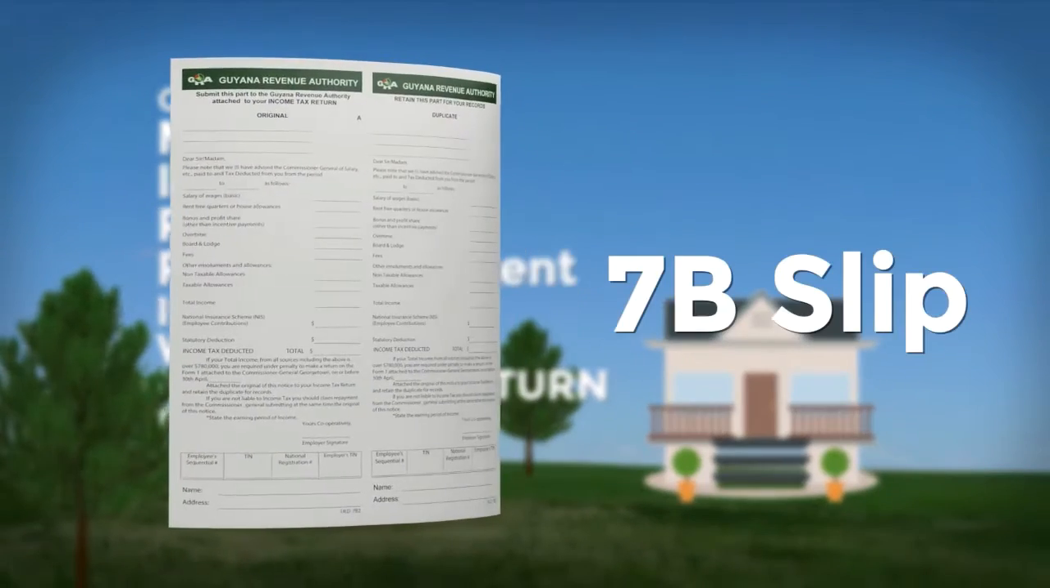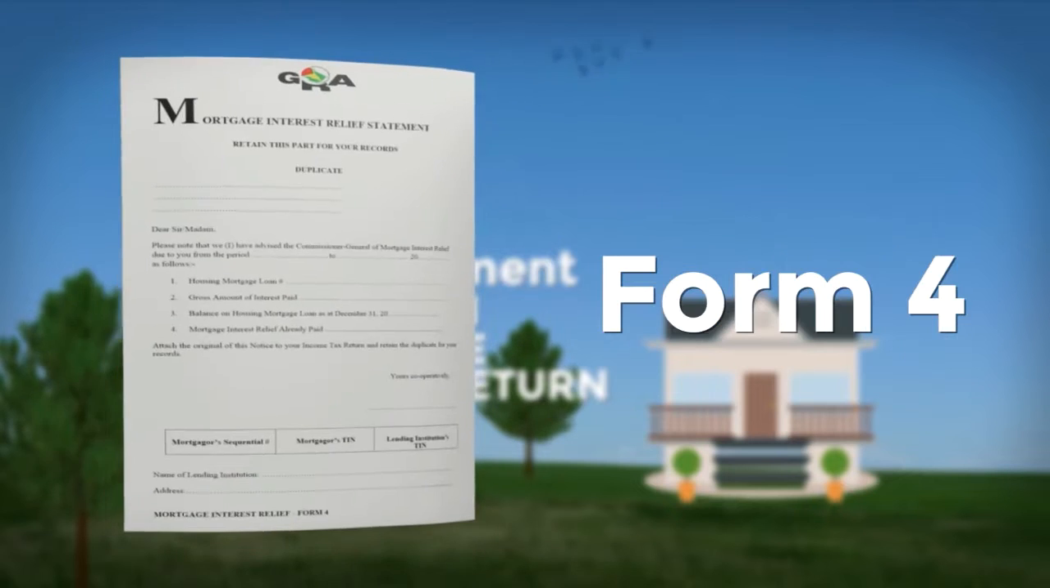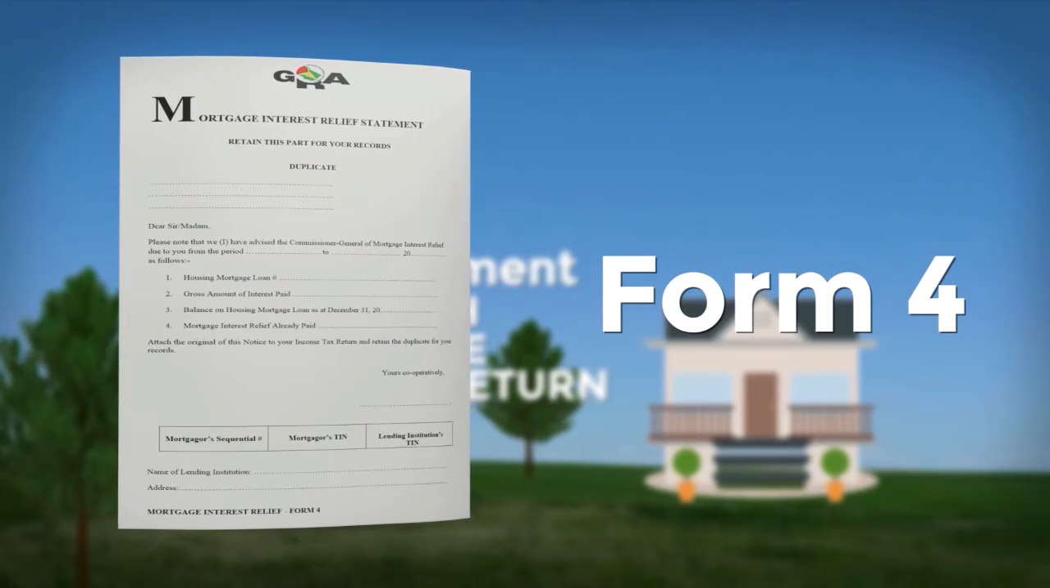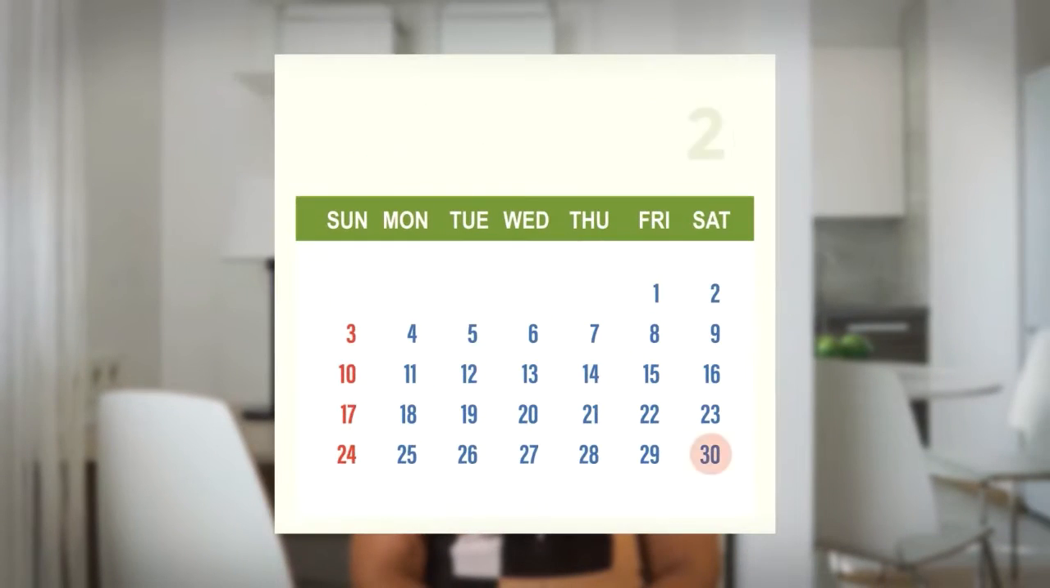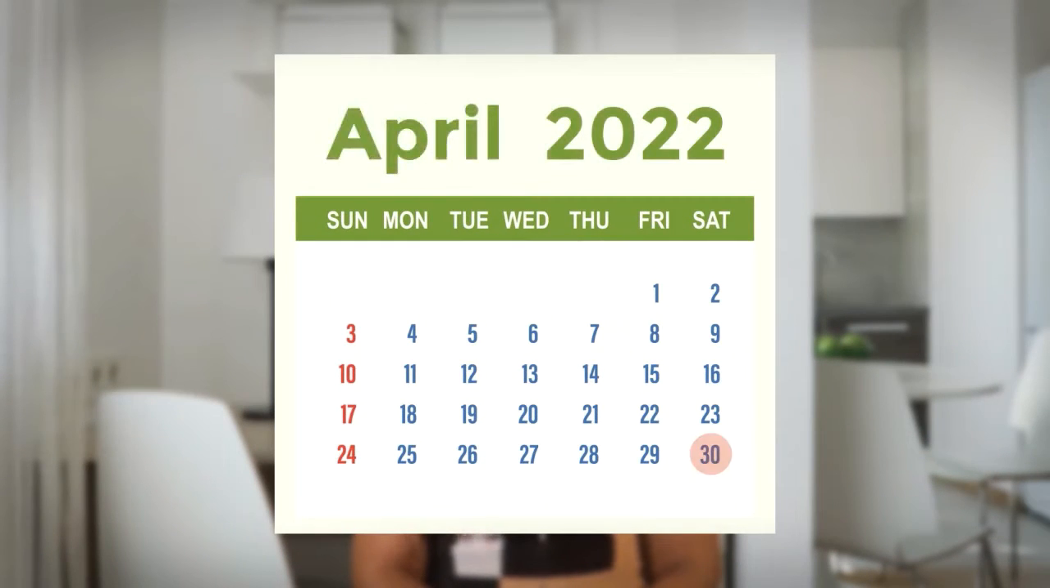Be sure to collect your 7B slip from your employer and Form 4 from your lending institution. Scan and upload them when submitting your return. File on time, file online using your Optimal eServices account. Returns are due on or before April 30, 2022.